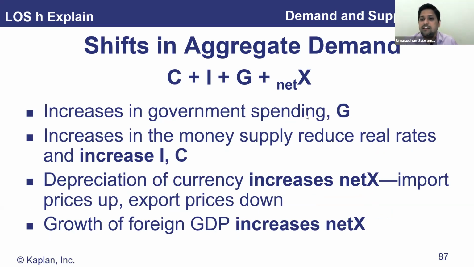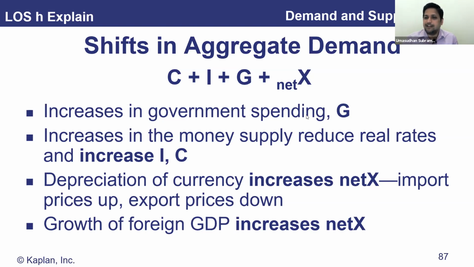So moving further down, increase in the government spending. If the government is spending more on infrastructure, or increasing salaries for state sector workers, that would increase aggregate demand because G is part of aggregate demand. Increase in the money supply reduces real rates and increases I and C.